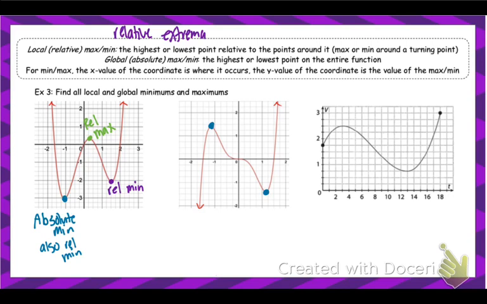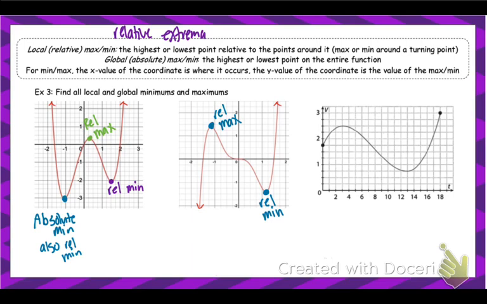So this point up here, again, it's the highest point relative to the points around it. So it's a relative maximum. It's not the absolute maximum. This point down here is the relative minimum. It is not the absolute minimum. This graph does not have an absolute min or max on it, just relative.